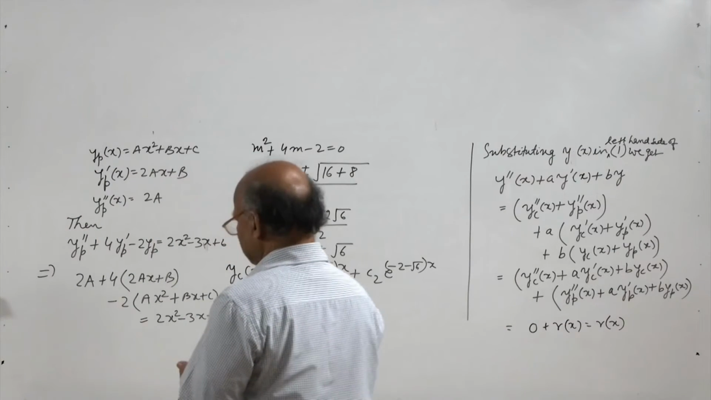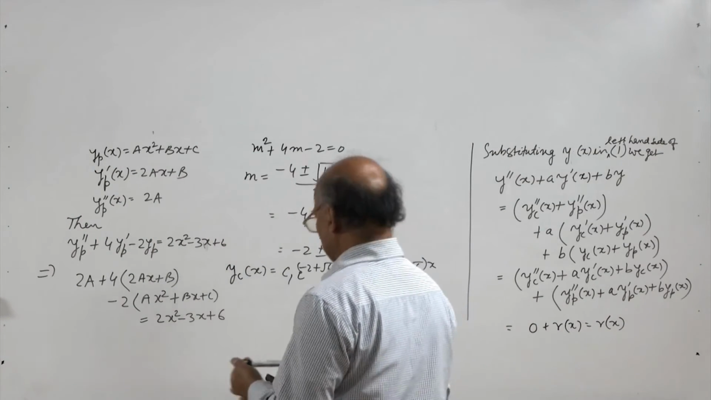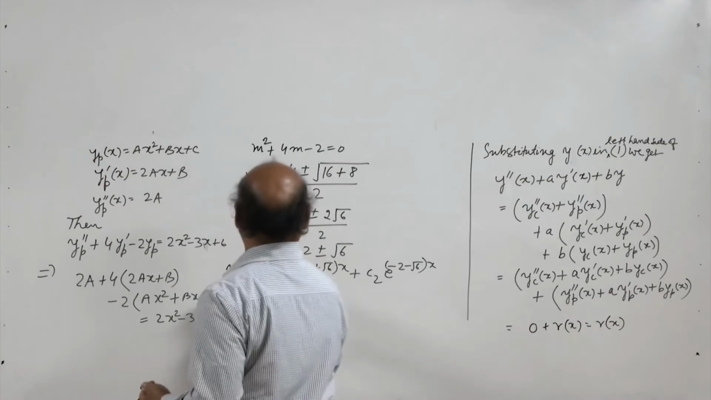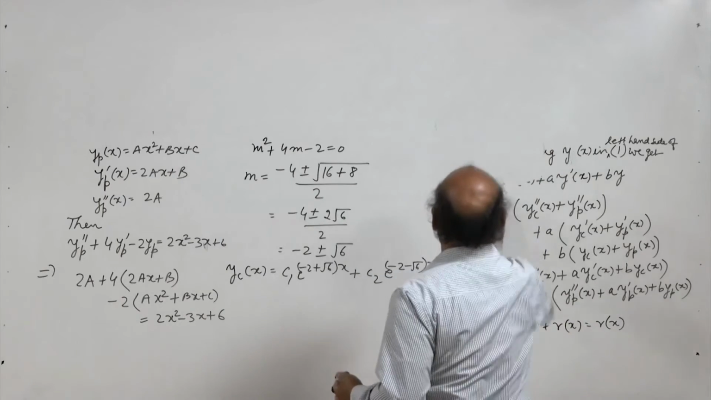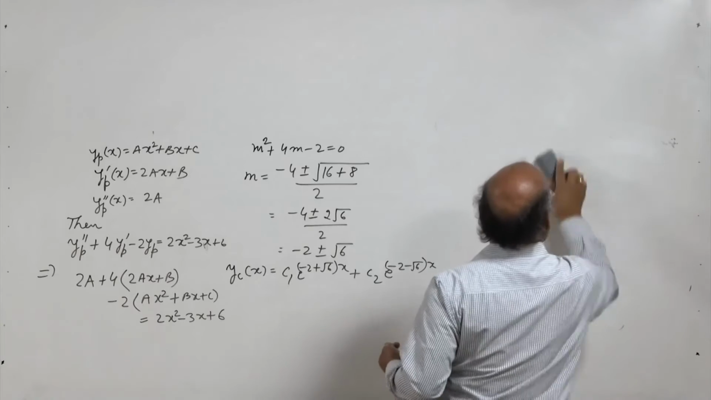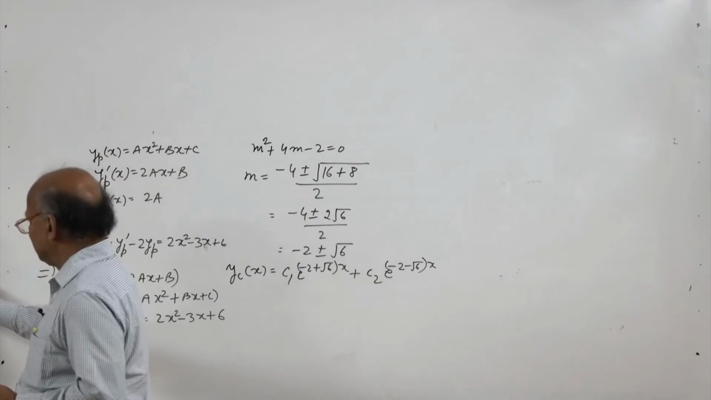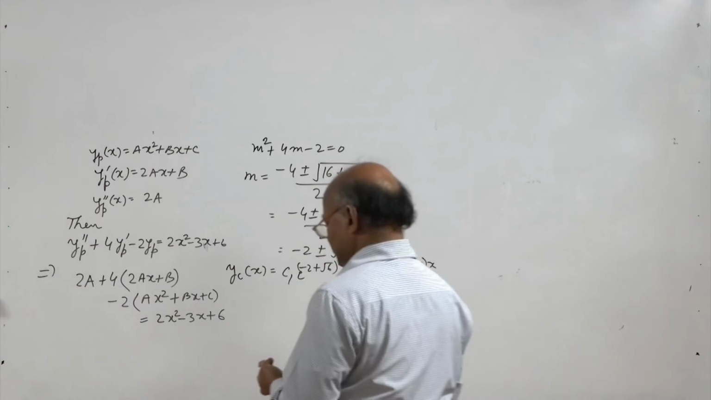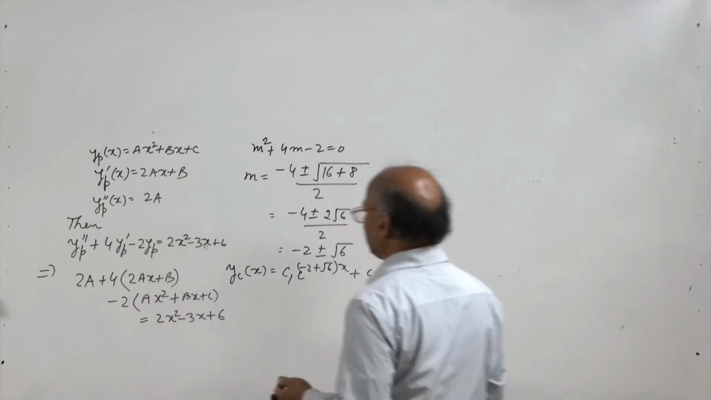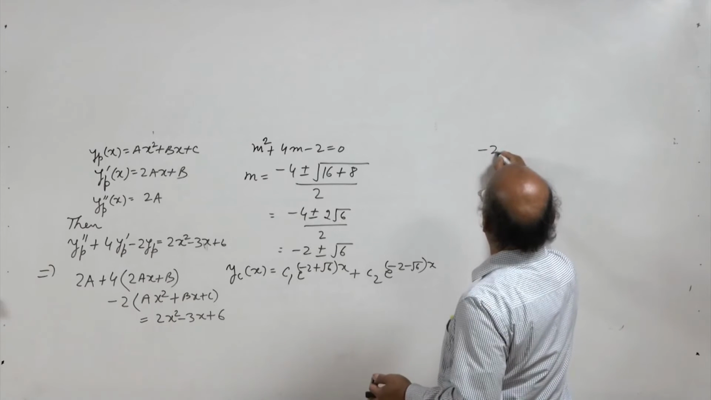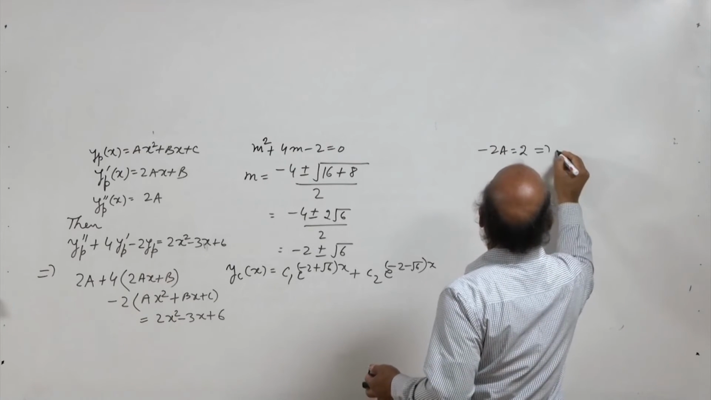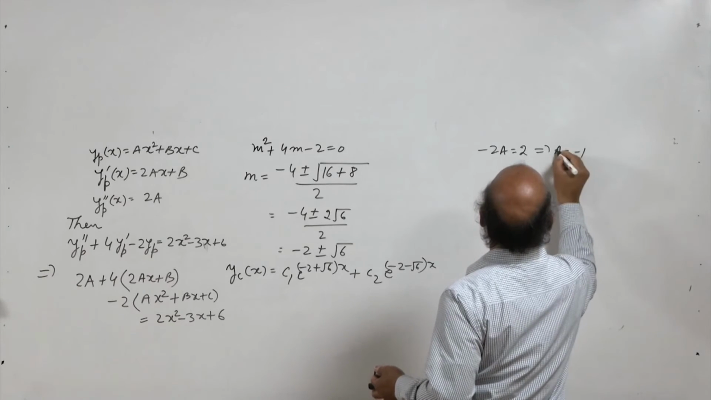Now, this equation is valid for all values of x. So, it must be an identity, and therefore, the coefficients of like powers of x must be the same. So, if we equate the coefficients of like powers of x, we get the values of the unknown coefficients a, b, c. You can see that here the coefficient of x square is minus 2a. So, minus 2a equal to 2, which gives us a equal to minus 1.